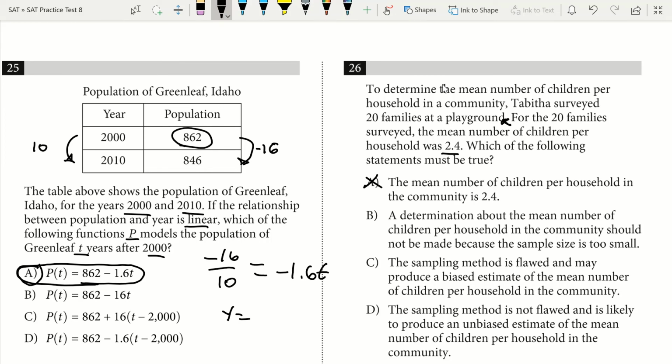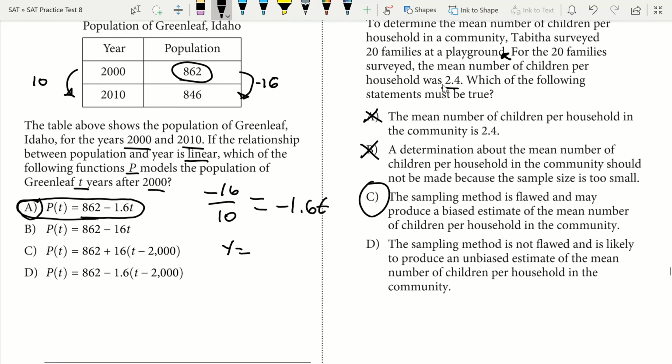B, a determination about the mean number of children per household in the community should not be made because the sample size is too small. While 20 is a decently small sample size, it's considered large enough. So we're not going to pick that. And then C, the sampling method is flawed and may produce a biased estimate of the mean number of children per household in the community. Yes, it's flawed because it's taken at a playground where the people who have families go, right? Larger families are more likely to go to a playground.